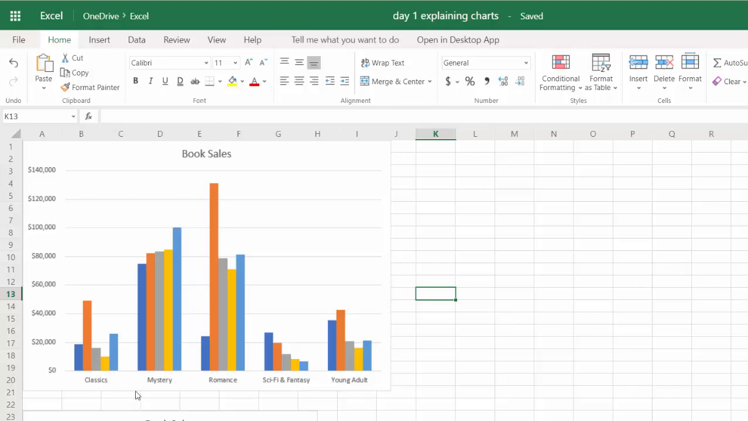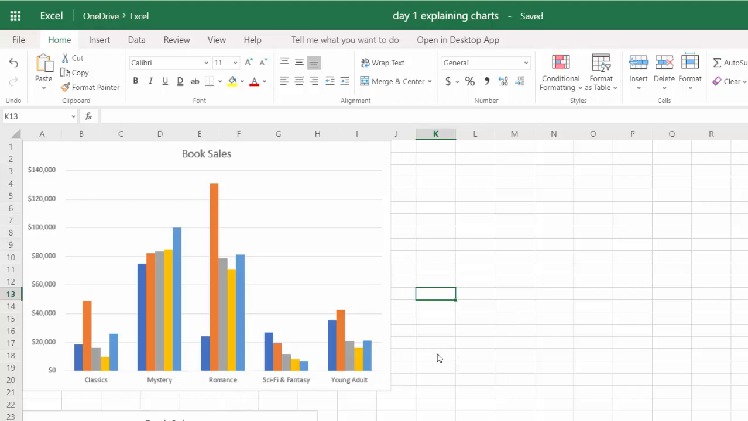So, from looking at this chart, can you tell me which 2 types of books are the most popular? Well, yeah, you can. You can see that mystery and romance sell a lot more than the other 3 types of books. So column charts are very useful for comparing things.